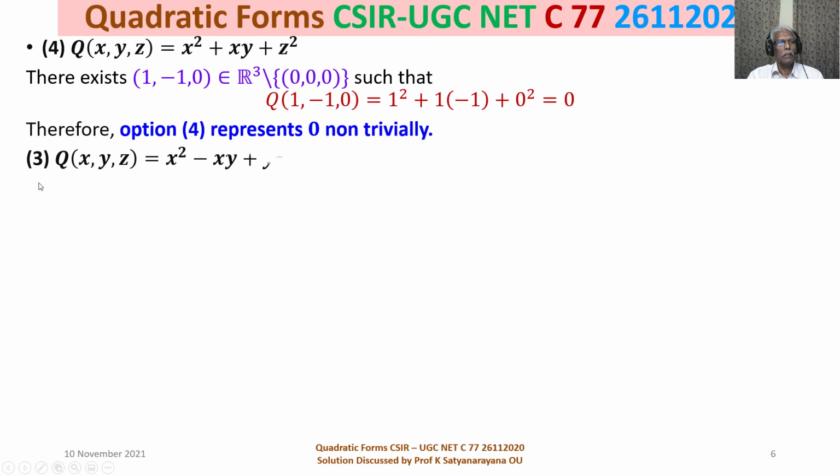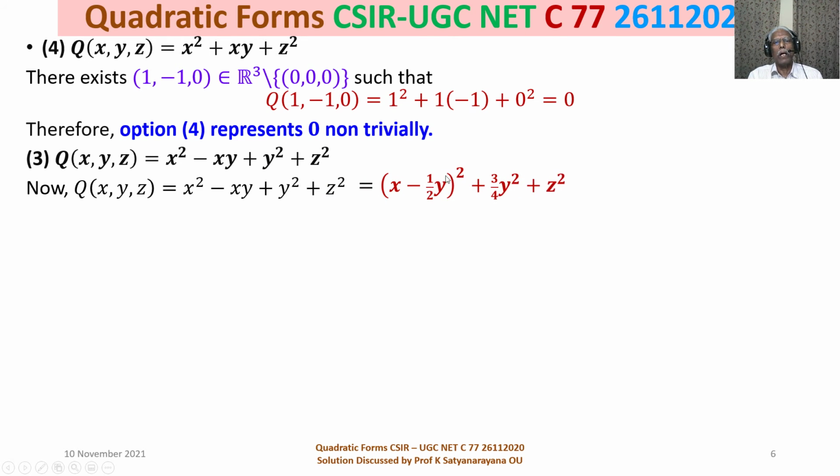Let us consider the third. Q of x, y, z is equal to x square minus xy plus y square plus z square. We see that this quadratic form can be written as x minus half whole square, adjusting the terms, minus 1/4 plus 1, that is 3/4 y square, plus z square. So you can write x minus half whole square plus 3/4 y square plus z square. So I have written this quadratic form as a sum of squares.